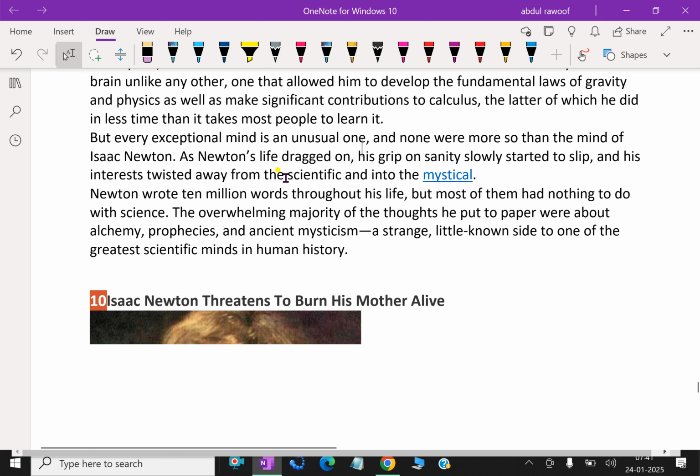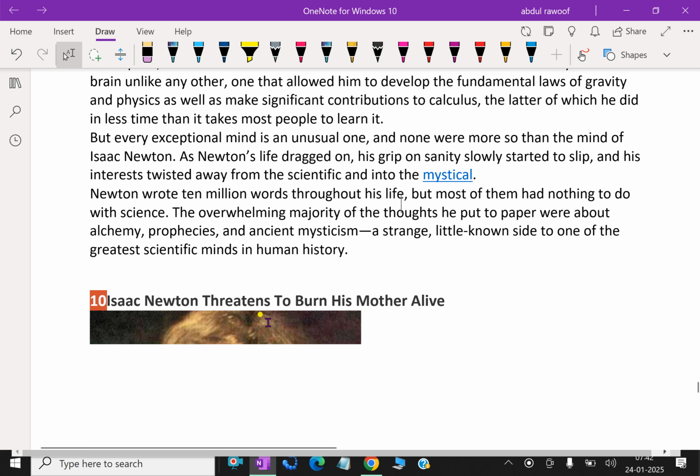As Newton's life dragged on, his grip on sanity slowly started to slip, and his interest twisted away from the scientific and into the mystical. Newton wrote 10 million words throughout his life, but most of them had nothing to do with science. The overwhelming majority of the thoughts he put to paper were about alchemy, prophecies, and ancient mysticism, a strange, little-known side to one of the greatest scientific minds in human history.